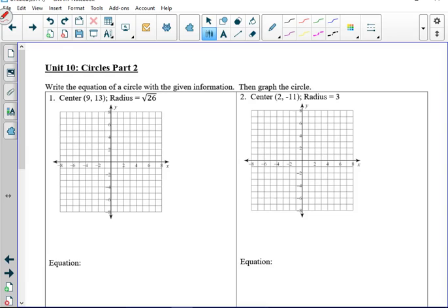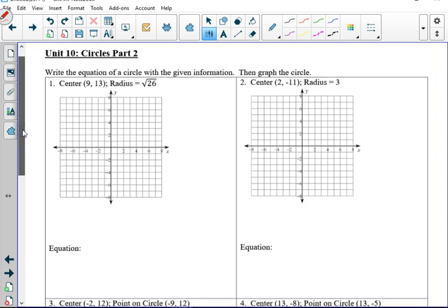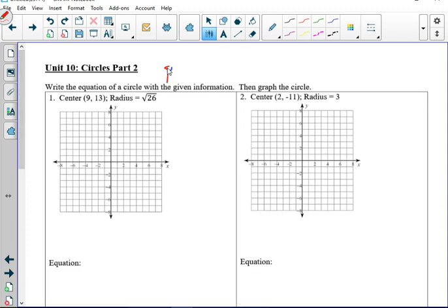Okay, more on circles. Now, there's a problem here because 9, 13 is somewhere up here, so we can't really do that. So I'm going to count by twos. Instead of being 8 by 8, this is going to be 16 by 16. So 9, 13: 2, 4, 6, 8, 9, 12, 13. It's going to be right in the middle of that box right there.